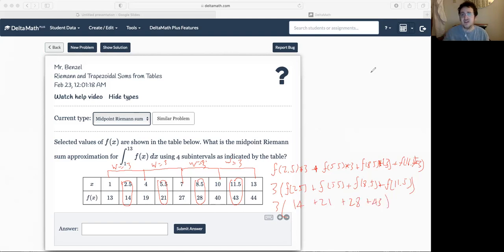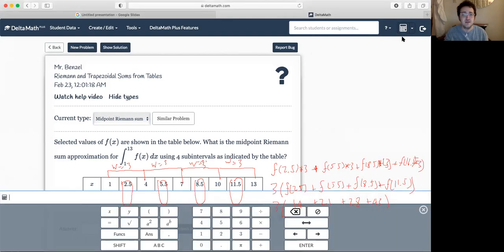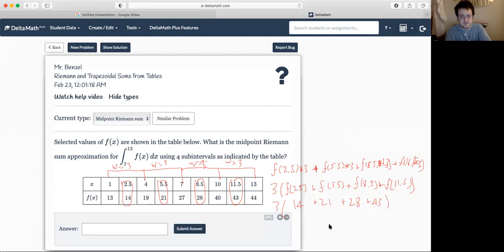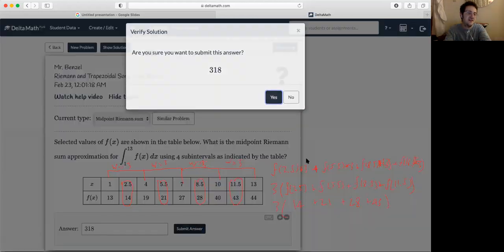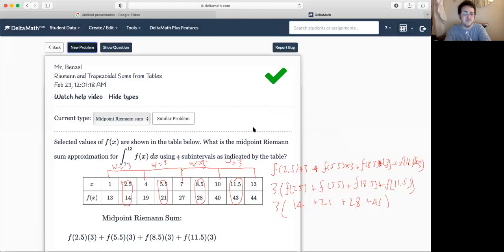And this one we may actually just want to go to our calculator and see what we are dealing with. So I have 3 times 14 plus 21 plus 28 plus 43. And that gets me 318. So you can just let your calculator take care of it after you have that initial setup.